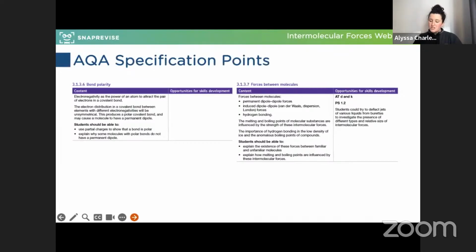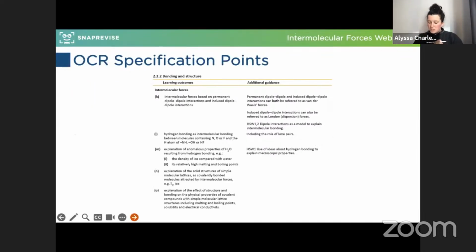So if you are an AQA student, these are the spec points that we're hoping to cover in our sessions today. So have a quick read through and double check that you're happy with what's expected of you. OCR students, these are the spec points that we are going to be covering for you. So have a quick look through and see what is expected from you.